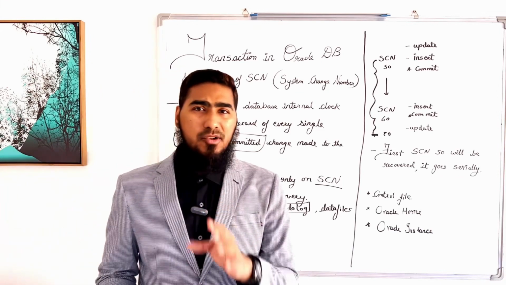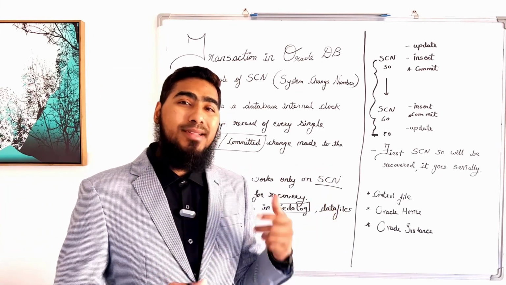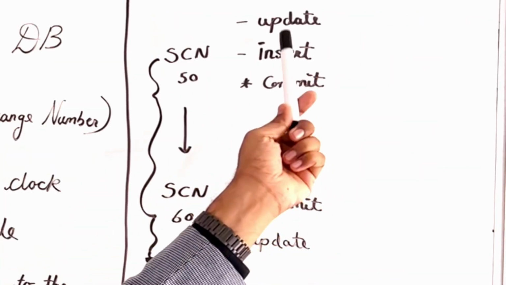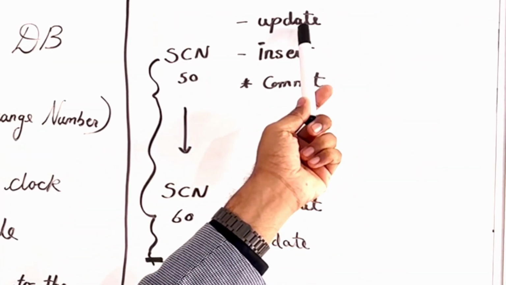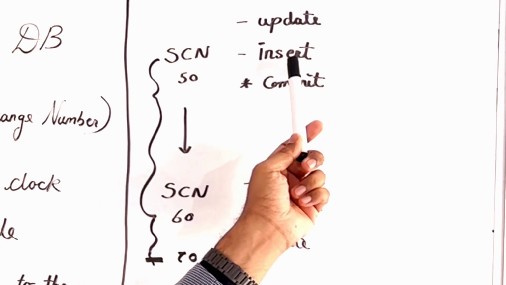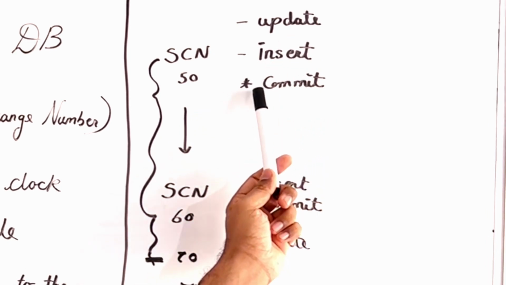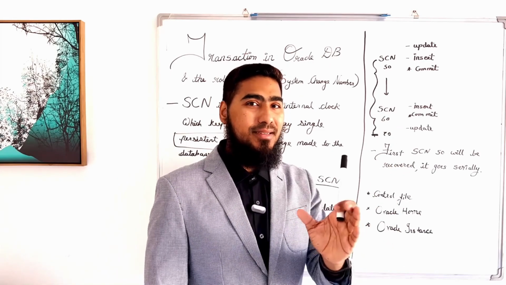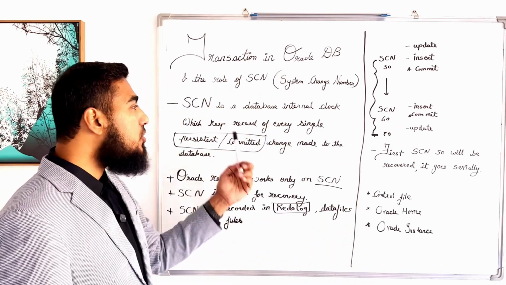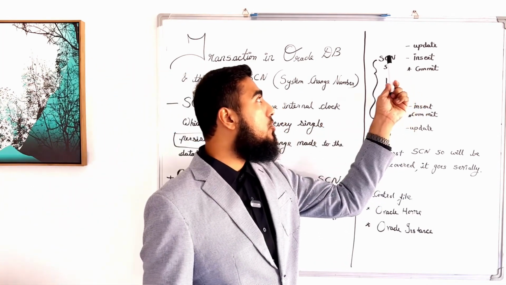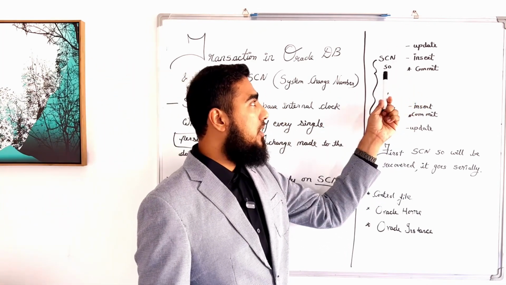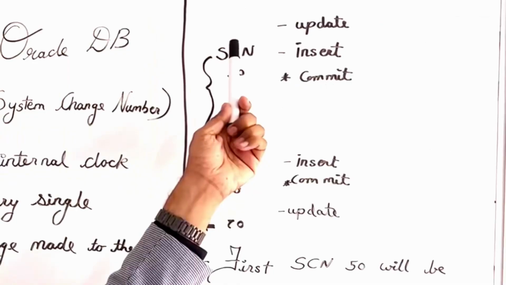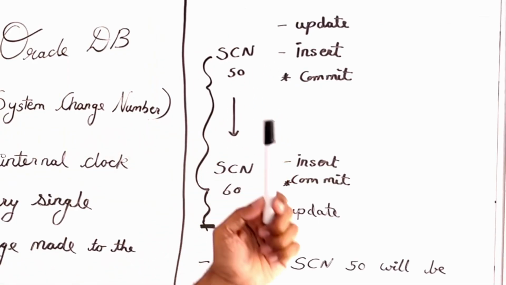We'll try to understand with an example what the SCN number is and how it recovers. Consider an update statement run on the database, then an insert statement is fired, then a commit is fired. That means this data is now committed and persistent data, and there should be a recording of this. So consider an SCN number 50. We have taken 50 just to make it easy to understand. Consider that SCN number 50 is generated here.